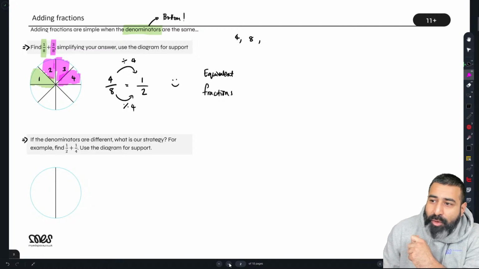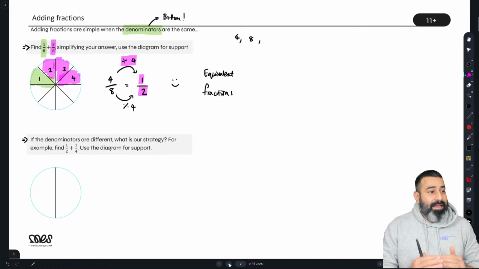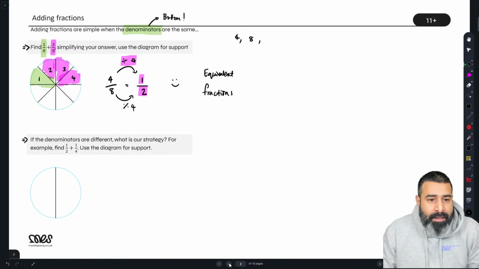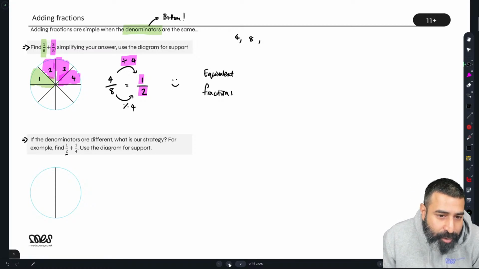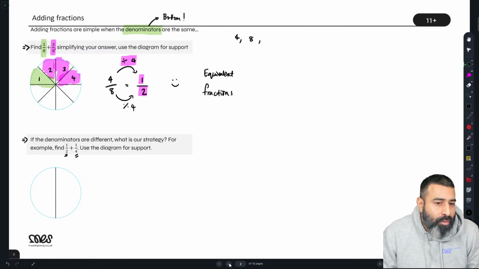Yeah, 4. So 4 goes into 4 once, and 4 goes into 8 twice, so we can simplify that to 1/2. Okay, so let's have a look when the denominators are different. So if we were trying to add 1/2 and 1/4, how could we do this? What can we do here?